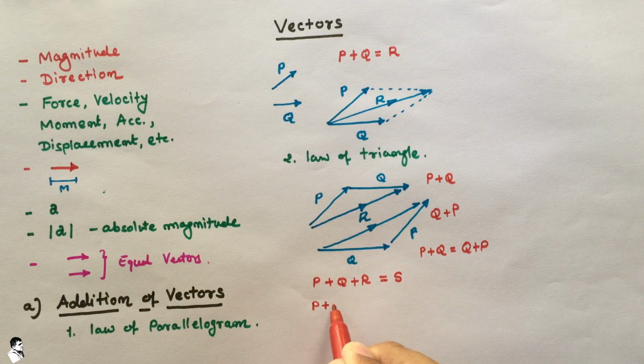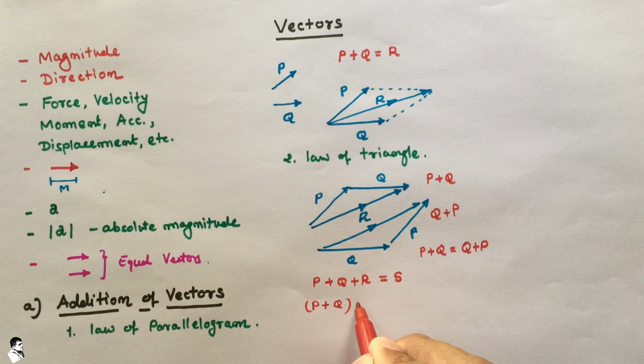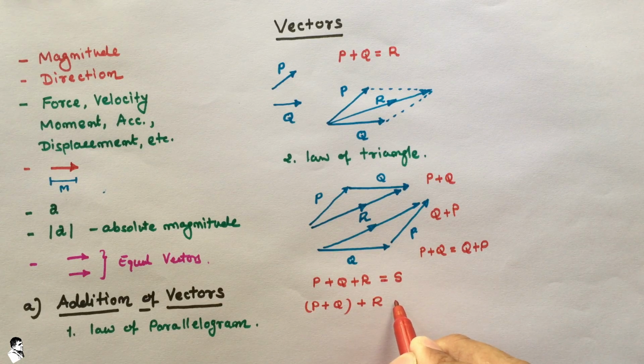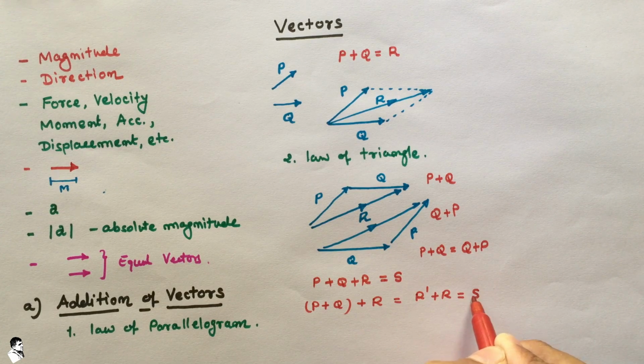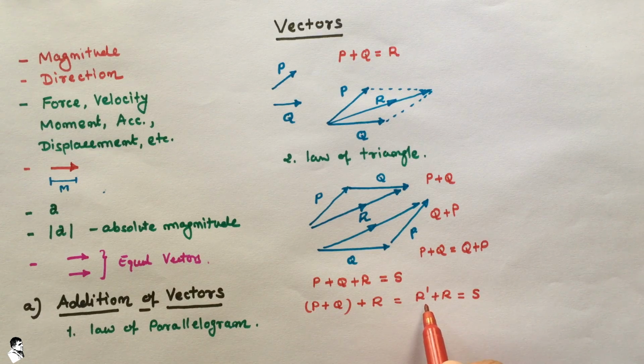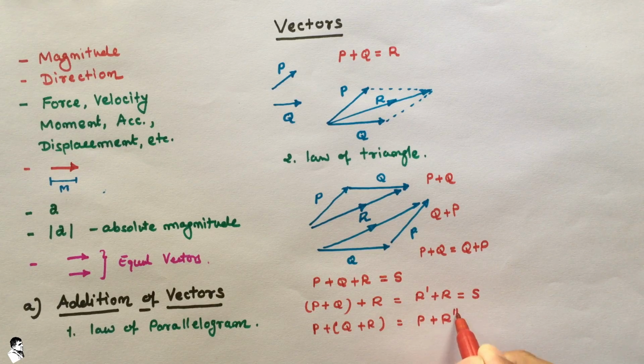Further, if we write P plus Q in brackets, plus R is equal to, taking P plus Q as R dash, R dash plus R is equal to S. So R dash is the formation of the summation of P plus Q, and the remaining is R dash plus R is equal to S. Alternatively you can also write P plus, in brackets, Q plus R is equal to P plus R double dash is equal to S. This establishes the associative law of addition.